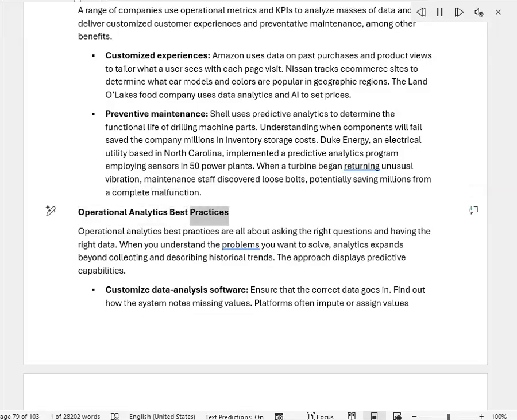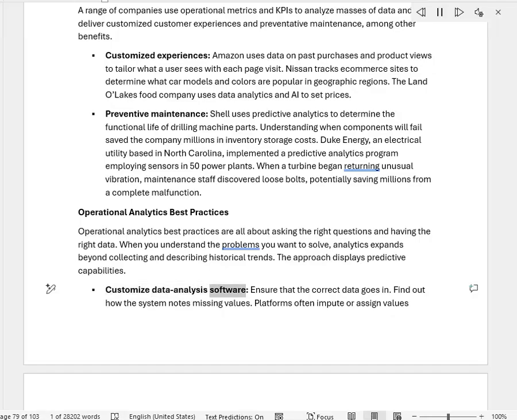Operational analytics best practices. Operational analytics best practices are all about asking the right questions and having the right data. When you understand the problems you want to solve, analytics expands beyond collecting and describing historical trends. The approach displays predictive capabilities.